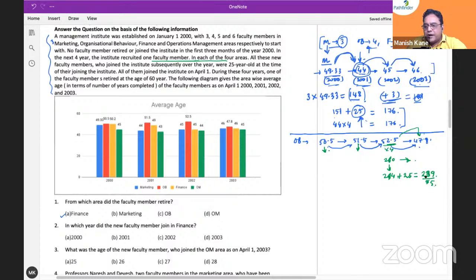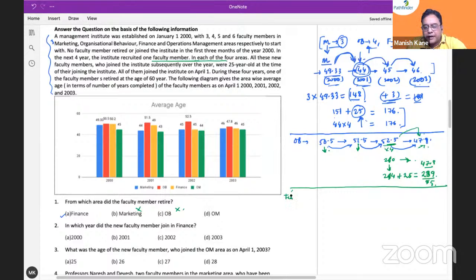So 239 divided by 5 gives me 5 4s are 20, 5 7s are 35, and 5 8s are 40. So it gives me exactly 47.8. So I'm able to make some deduction about OB. So my answer can't be marketing, can't be OB. So now let me check for finance.